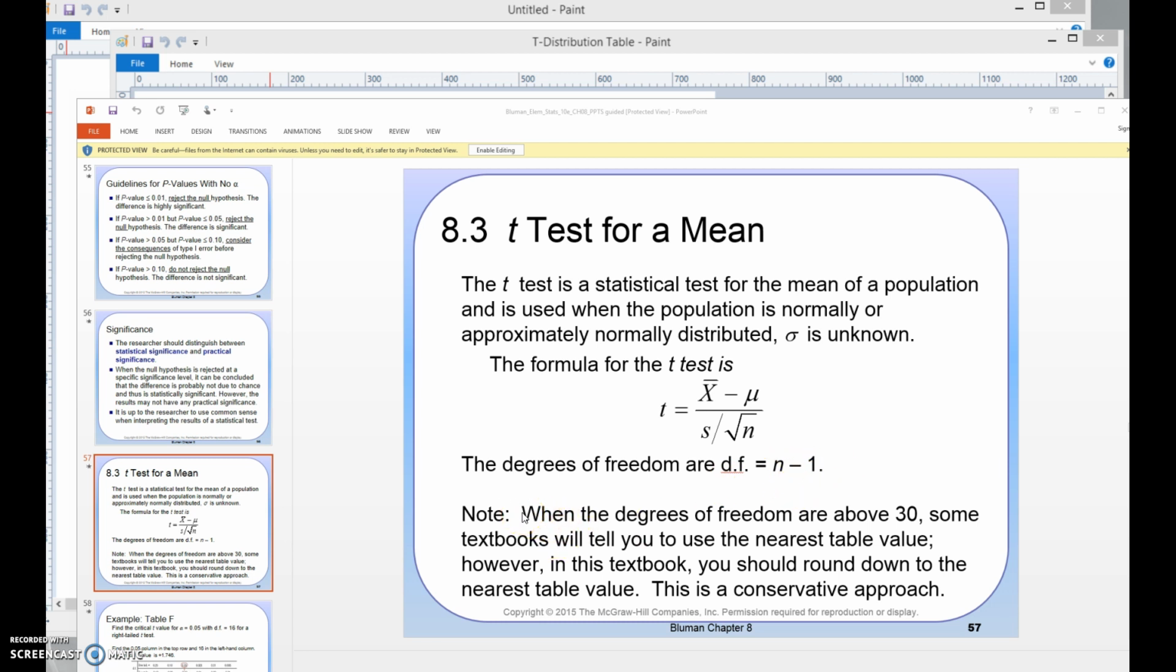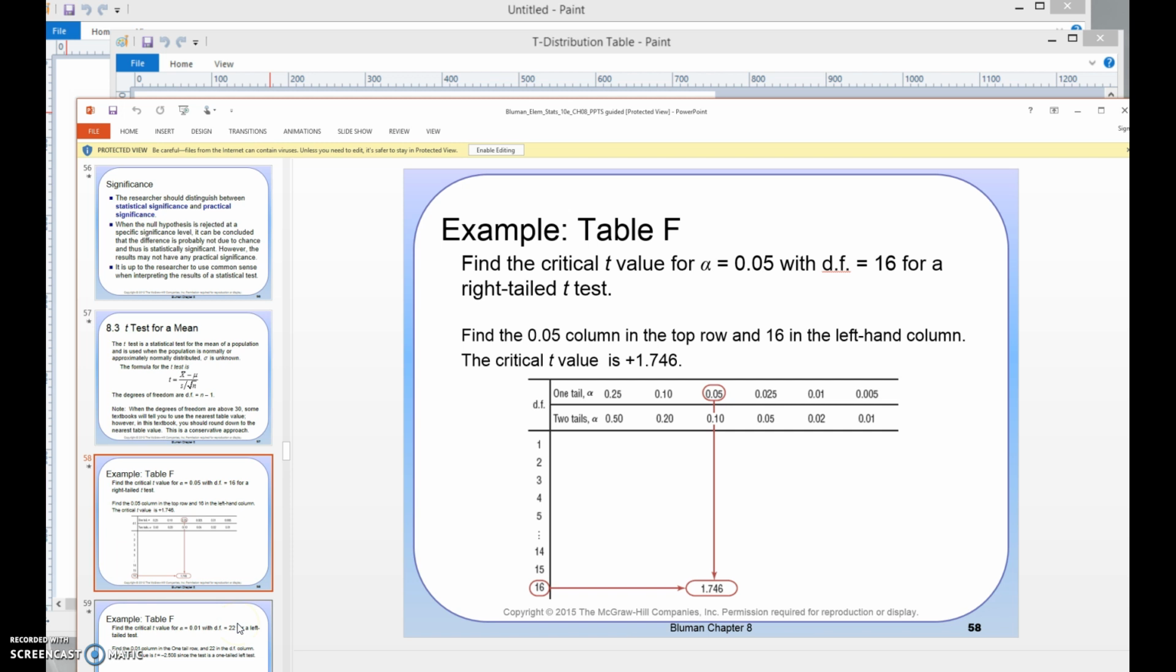Please make a note that when the degrees of freedom are above 30, we are going to round down to the nearest table value. Finding that t value in a table, notice we look at an alpha of 0.05 with the degree of freedom of 16. This is a right-tailed test.